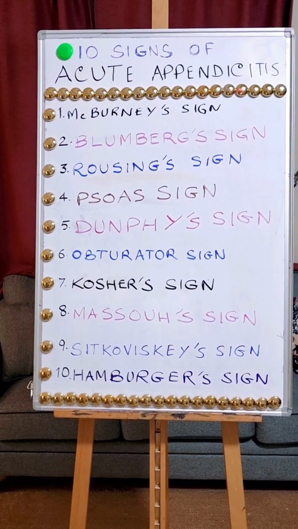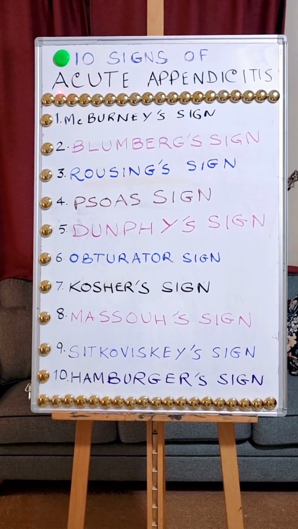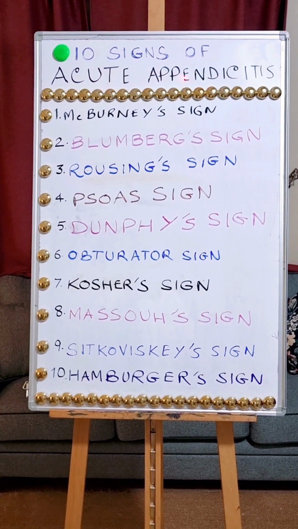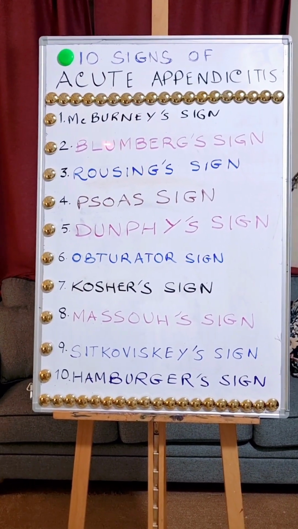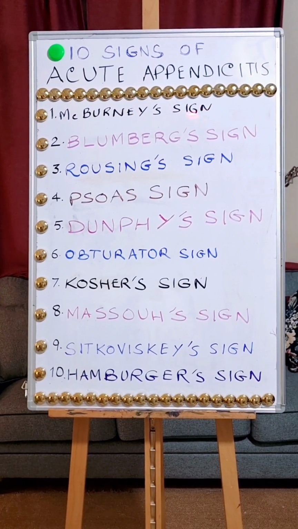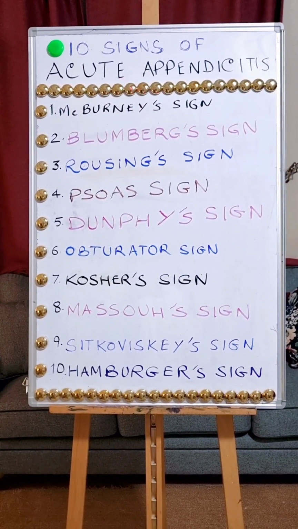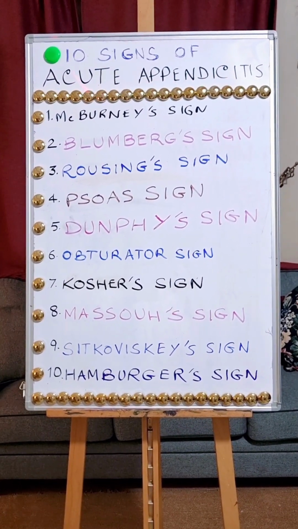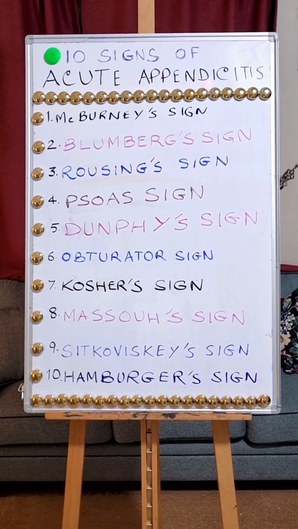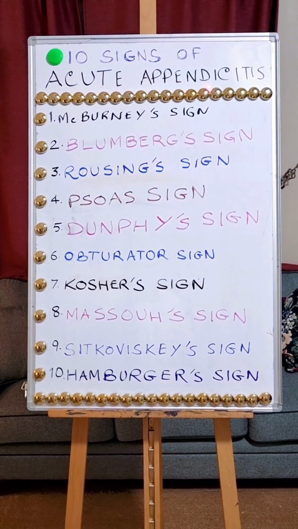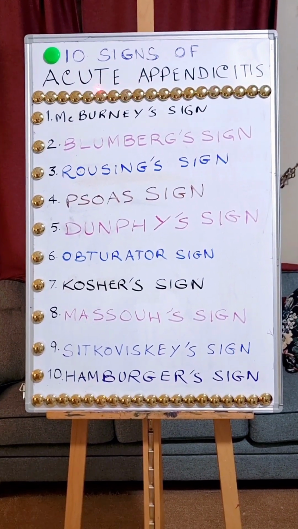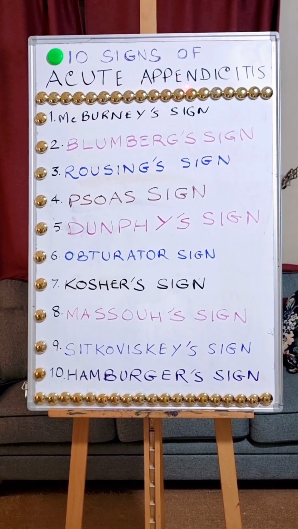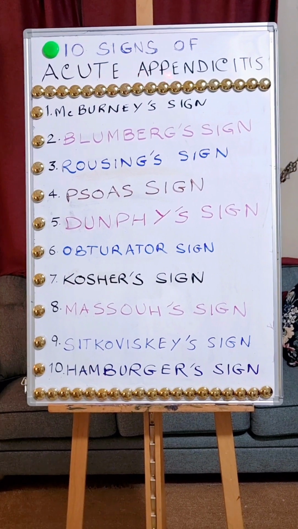Next is the Sitkovsky sign, which asks the patient to lie on his left side, and there will be an increase in pain in the right iliac fossa when the patient lies on his left side, and this is called Sitkovsky's sign. The last but not the least is the hamburger sign, and as the name indicates, there is something in relation with food. Yes, the patient will refuse to eat or take food, and this is 80% sensitive for acute appendicitis.